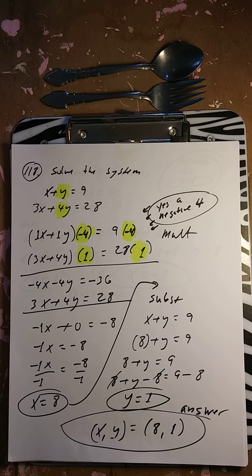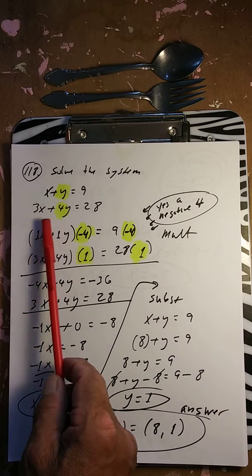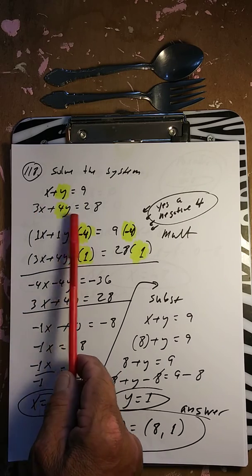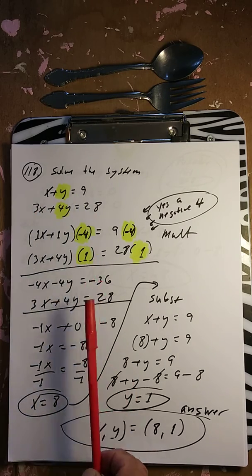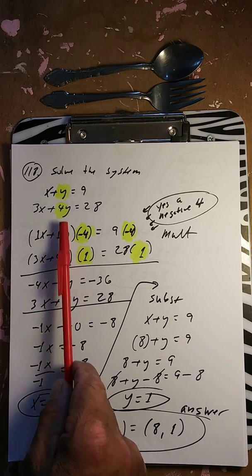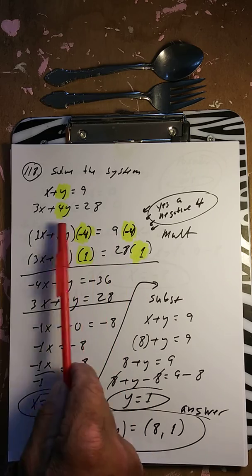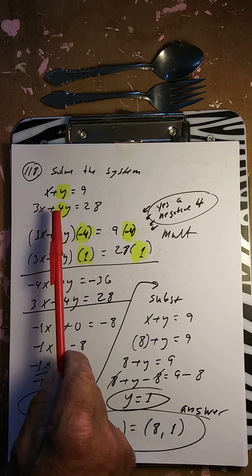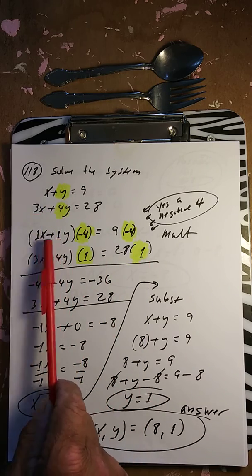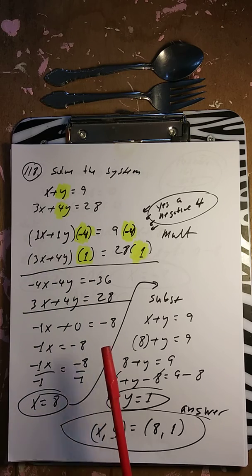Solve the system of equations. So let's see what we have. We have x plus y equals 9, and 3x plus 4y equals 28. So what I'm going to do this time, the 4, this is the 1. This is the 1 right here. So negative 4 times the top numbers, and 1 times the bottom numbers, because this is the 1. Think like this. This is the 1s right there. See right there?